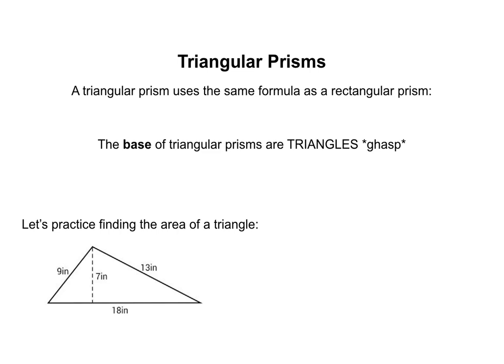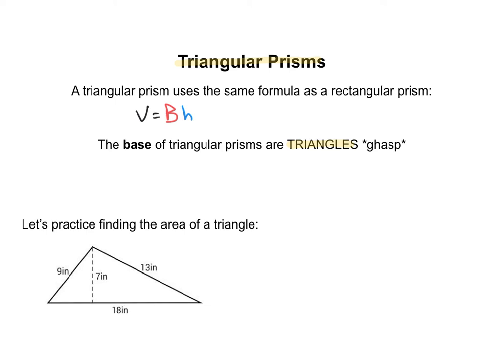Another kind of prism we'll be talking about today are triangular prisms. A triangular prism is going to use the exact same formula as a rectangular prism, where our volume is equal to the area of our base times our height. And the base of triangular prisms are, drum roll please, triangles. Remember, prisms are named after the shape of their base. So a triangular prism has a base that is a triangle.